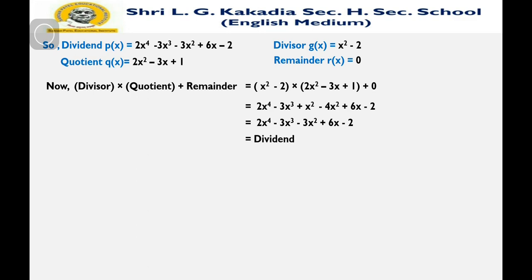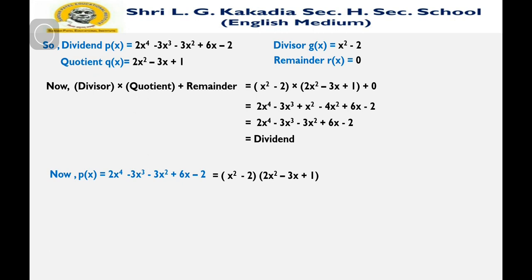Now we want to find the other roots of the given polynomial. The two roots are given, root 2 and minus root 2. So now we want to find the other zeros of the given polynomial. Now p of x is equal to 2x raised to 4 minus 3x cube minus 3x square plus 6x minus 2, as we can write here, is equal to x square minus 2 into 2x raised to 2 minus 3x plus 2 as a division algorithm.